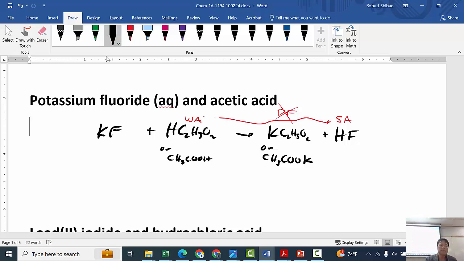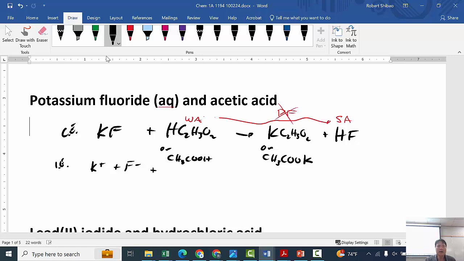That is, if you just write NR and leave everything else blank, then you aren't going to get much partial credit if you get that driving force wrong. And so if we do this, we could write out the ionic equation. Does potassium fluoride ionize? Yes, it does, because it's a soluble salt, a strong electrolyte.